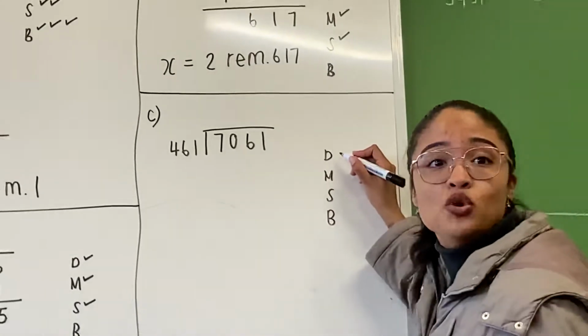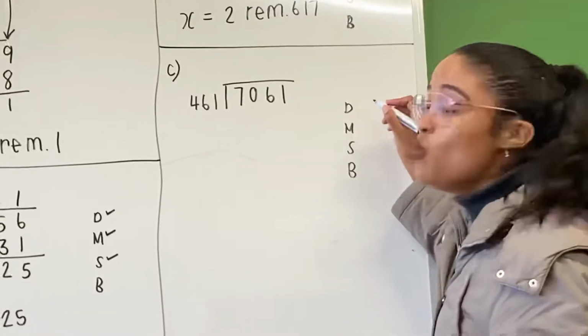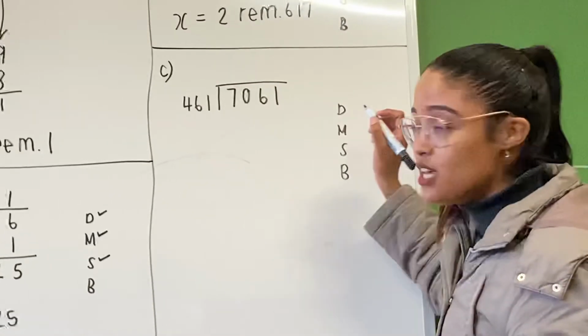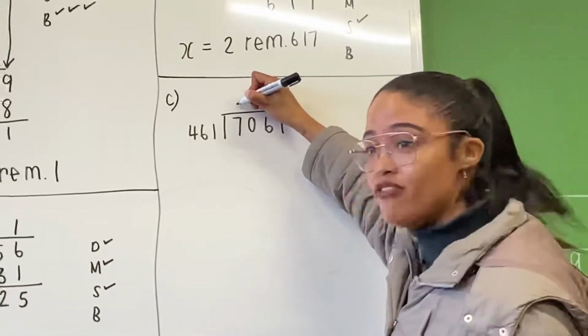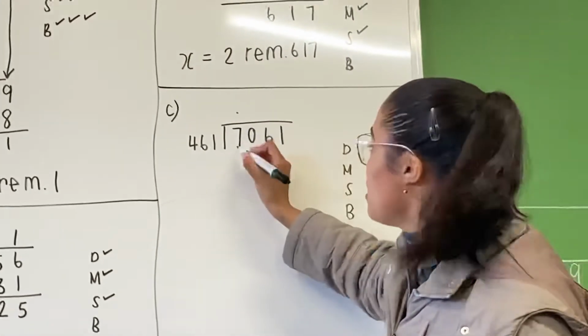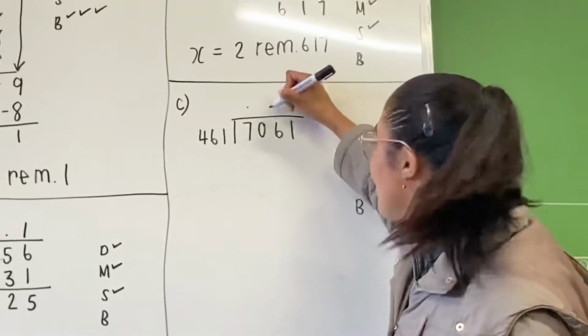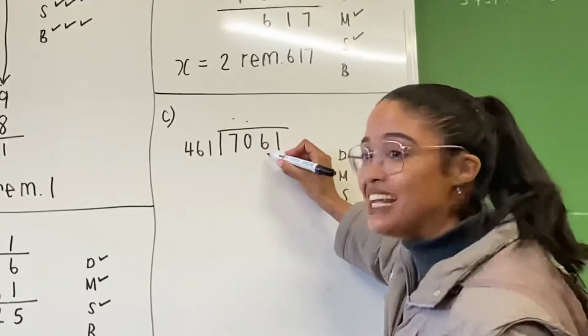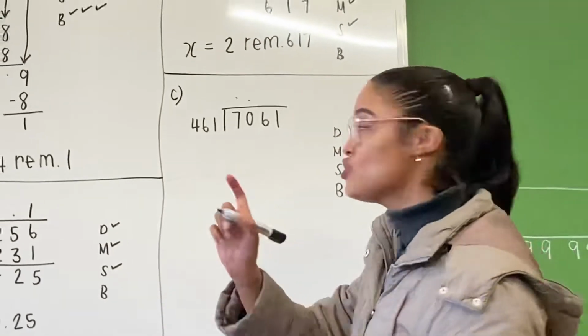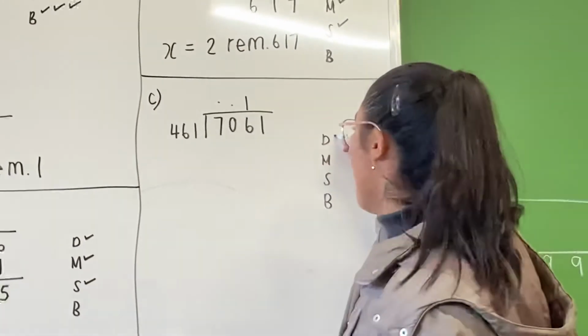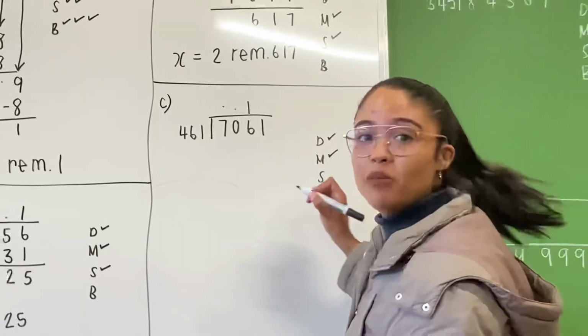First, we are going to divide. We divide by saying, can 461 go into 7? No. Can it go into 70? No. Can it go into 706? Yes. How many times? Once.